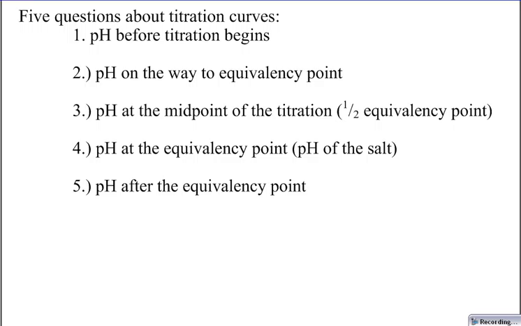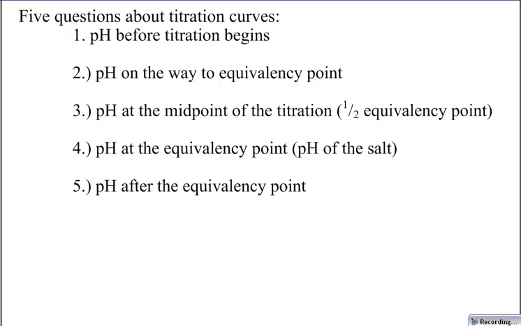I could ask you to tell me the pH at the equivalency point. Oh, sorry, I skipped one. pH at the midpoint of the titration, so the half equivalency point. That's probably the easiest of all. Find the Ka. Take the pKa, and that is equal to the pH. Because at that point, the concentration of acid is the same as the concentration of base, and therefore that just comes out to 1.